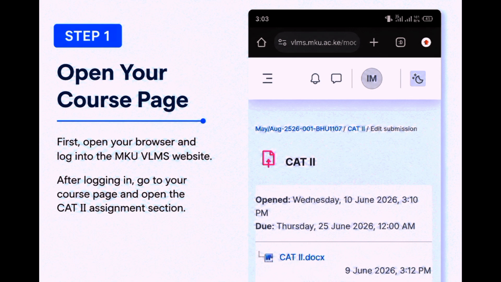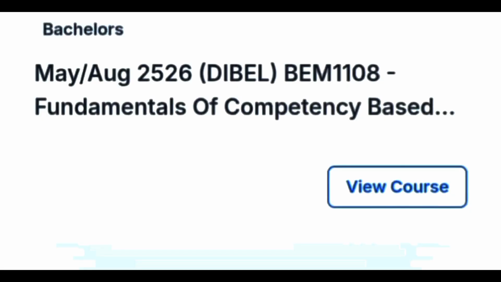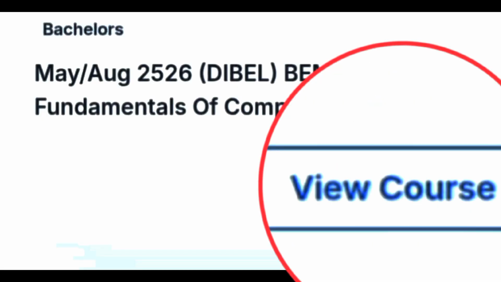Step 1. Open your course page. First, open your browser and log into the MKU VLMS website. After logging in, go to your course page and open the CAT 2 assignment section.